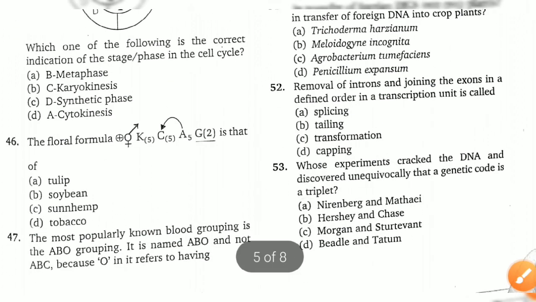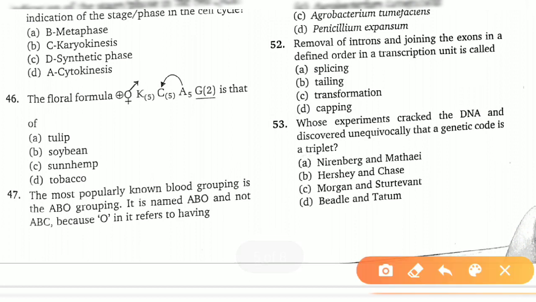Now 46th question. The floral formula bisexual, K5 C5 A5 G2 means calyx 5, corolla 5, androecium 5, gynoecium is 2 and ovary inferior. This is of which plant? Tulip, soybean, sun hemp and tobacco. So the answer is tobacco. Tobacco belongs to the family Solanaceae, and this is the formula given for it.